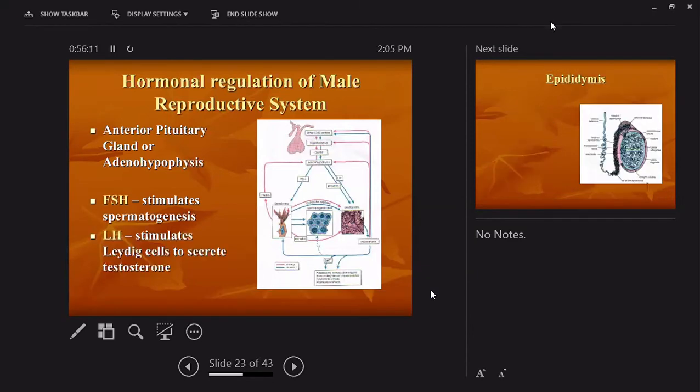LH stimulates Leydig cells to secrete testosterone. So the other one, FSH, stimulates spermatogenesis, and the other one, LH, stimulates Leydig cells to secrete testosterone. It's clear there in our diagram. Please study this.